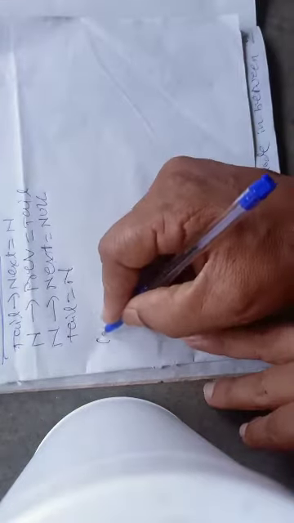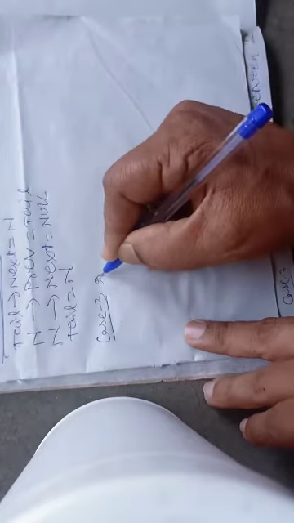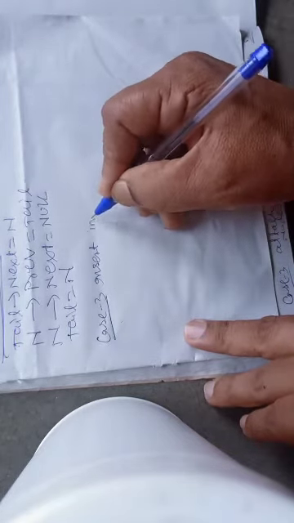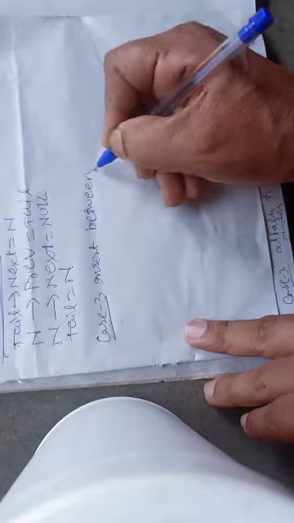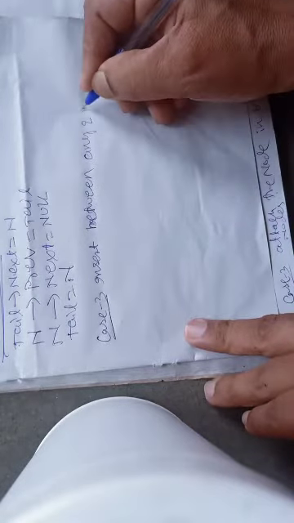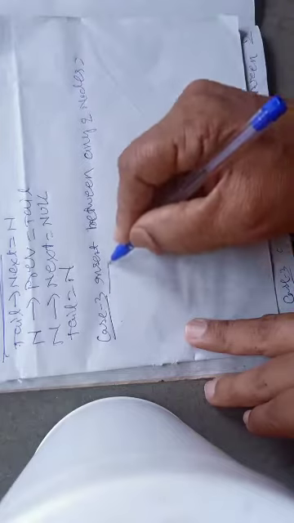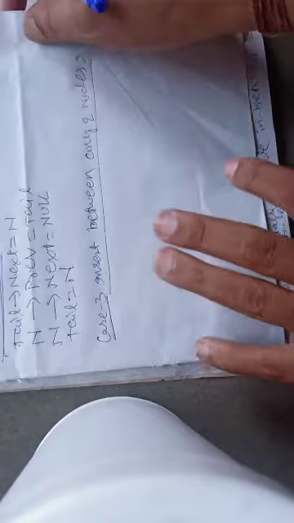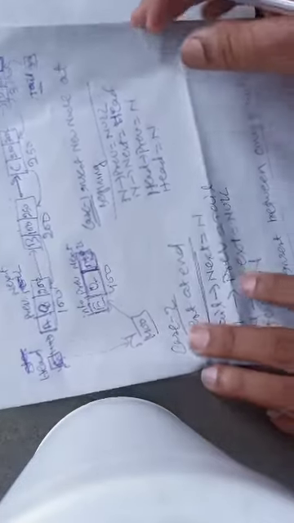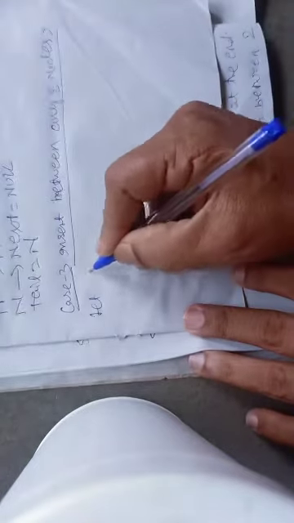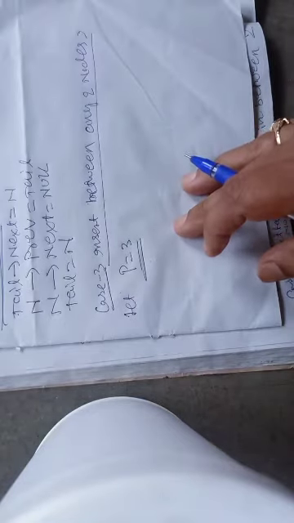Now case 3. Case 3 means insert between any 2 nodes. Now, to understand this, let us take an example. Suppose I use a position. Let P equal 3. P means the position of insertion.